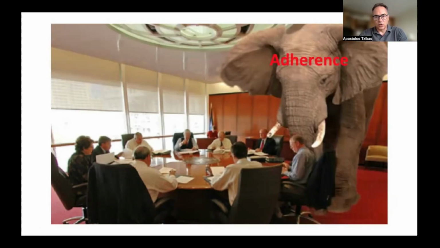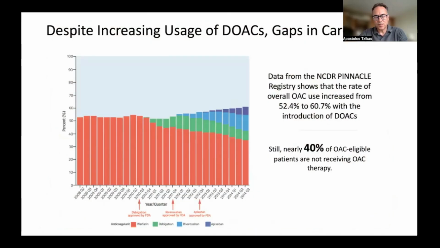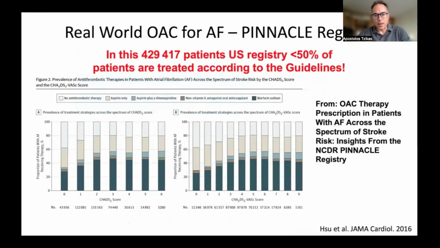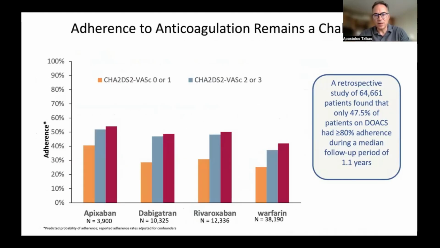The patients do not want to take this medication, and we can see that from data. When we introduced the non-vitamin K anticoagulants in clinical practice years ago, it did increase the adherence somehow, but not substantially. Less than 50% of the patients are treated according to the guidelines. This is a huge patient population, and this is true for all the new anticoagulants.